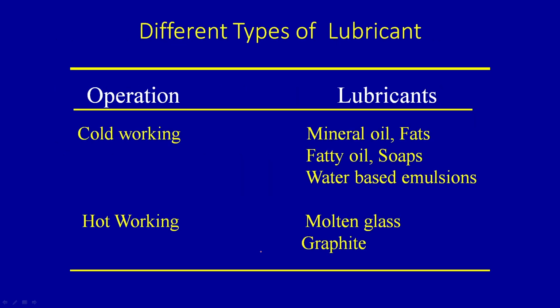So, as you see, in cold working condition you can use mineral oils, fats, fatty oils, even soaps or water based emulsion can be used, because they will not affect much at room temperature. But in hot working condition you can use only two things, molten glass or graphite. Okay, remember that. So, you have a limited choice at high temperature. That is why hot working is more difficult, cold working is easy.